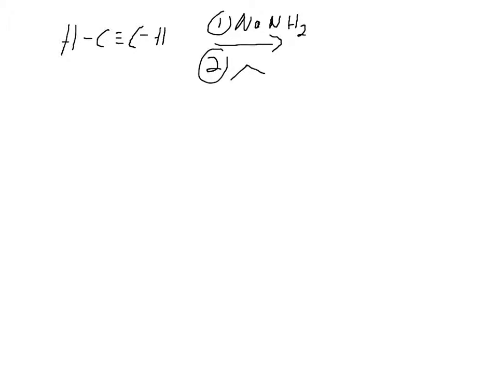So let's go through the mechanism for a terminal alkyne plus NaNH2 followed by, let's say, ethyl bromide. So the first step, we have to identify our electrophile and our nucleophile. What's my nucleophile in our first step? Remember it's Na plus NH2 minus. NH2 is the nucleophile. So those electrons will take the hydrogen off the alkyne.